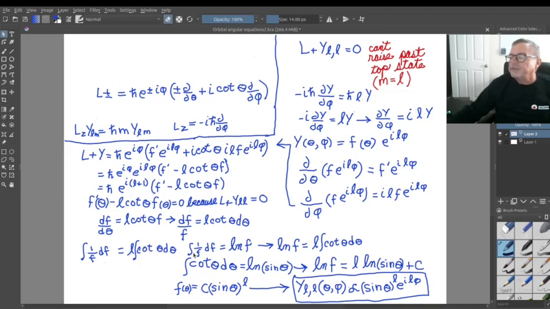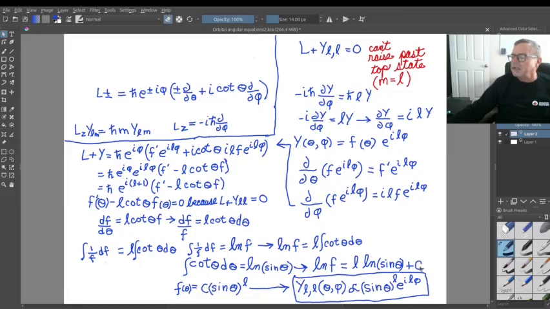1 over f df is natural log of f. So I can just say natural log of f equals L cotangent theta d theta. Now let's see what the integral is of cotangent. L natural log of sine theta. I didn't bother to put all this on the page, so you'll have to take my word for it. That means natural log of f equals L times the natural log of sine plus some constant.